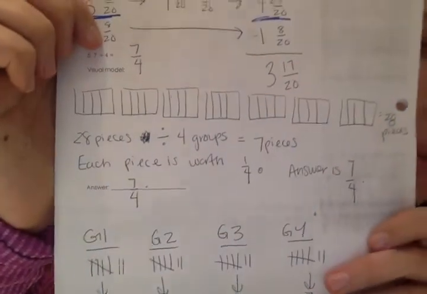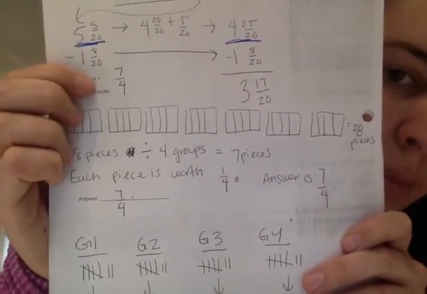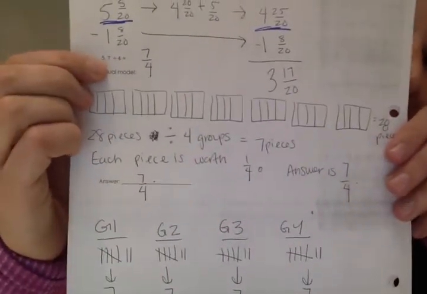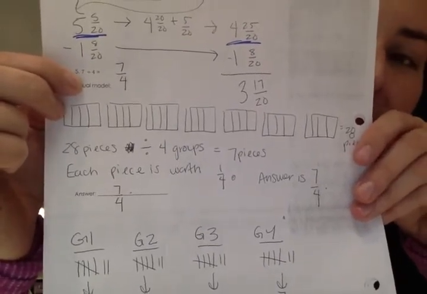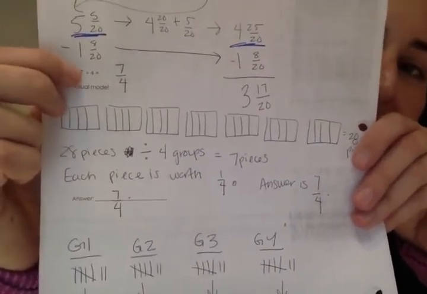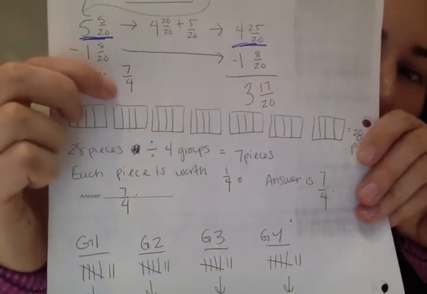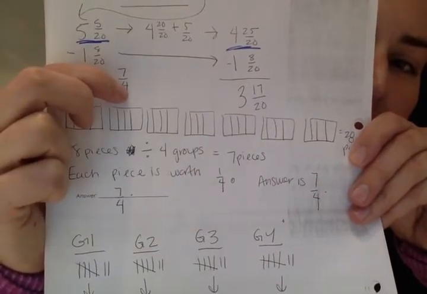Problem number 5. 7 divided by 4. Before I even go into this, I want to make sure that you know the trick. Division and fractions are related. 7 divided by 4 is actually the same as 7/4. The 7 becomes the numerator and the 4 becomes the denominator.